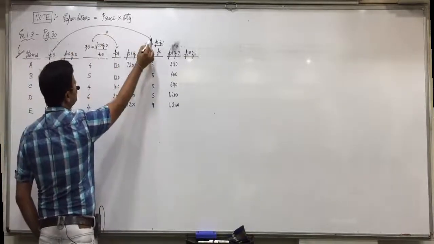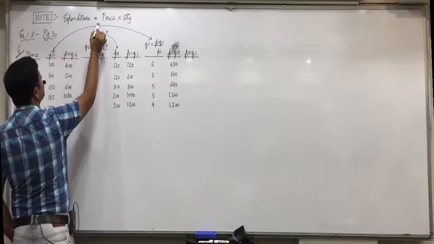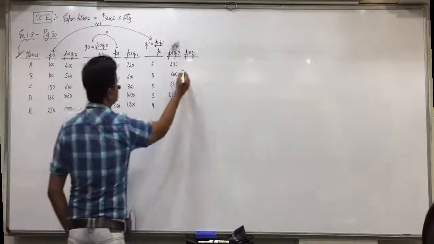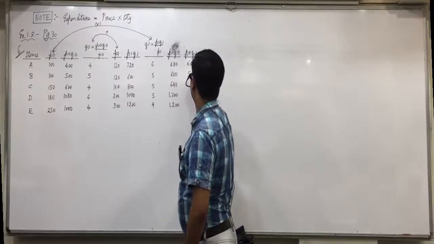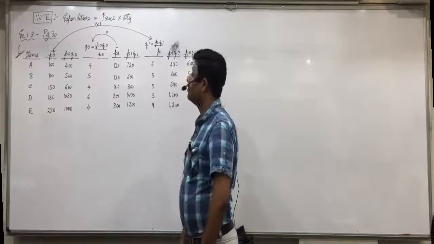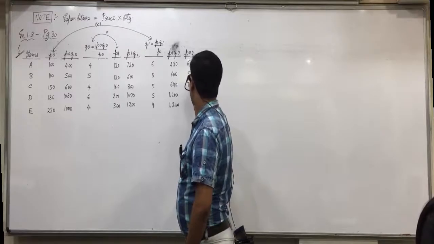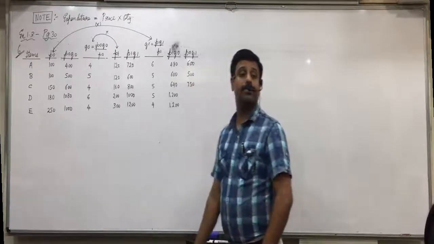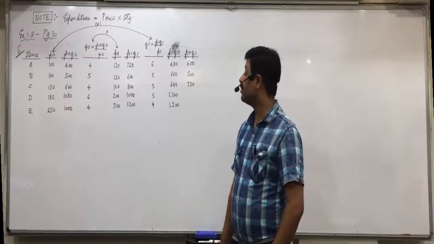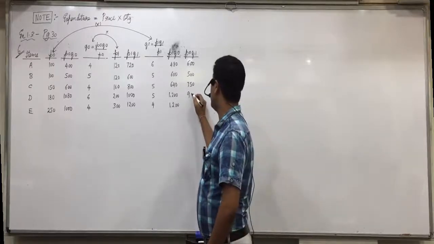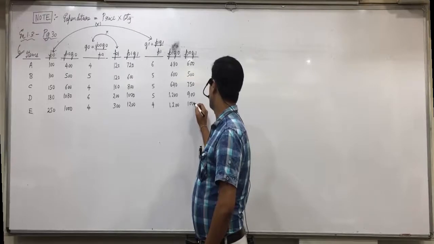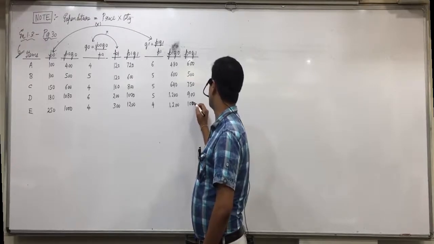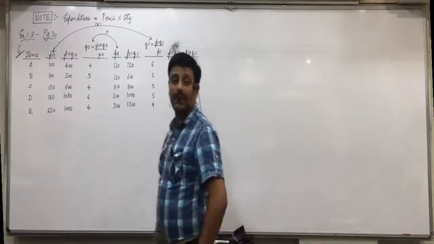P0 Q1, these two are to be multiplied. Are you all clear with it? So 100 into 6, 600. Further, 100 into 5, 500. 150 into 5, 750. 180 into 5, 900. Yes, 250 into 4000. All are clear with this?